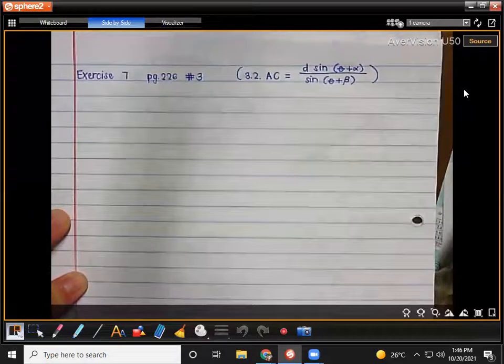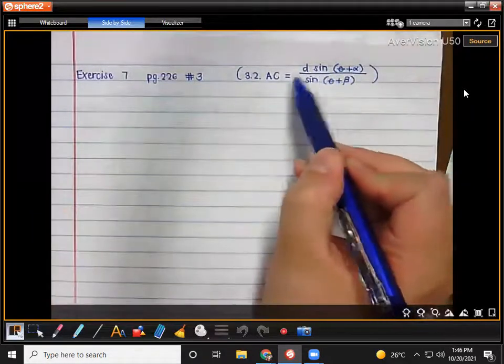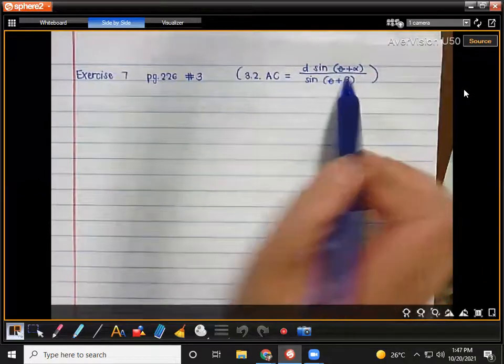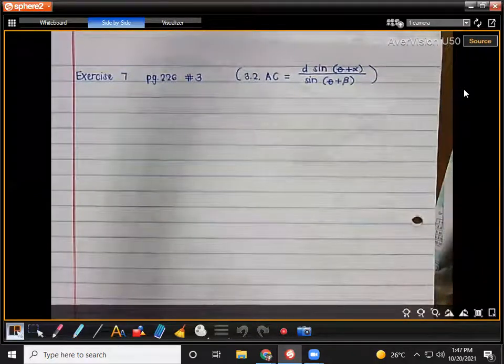Is that too small? I can read it quickly. It's AC is equal to, at the top of the fraction, D sine, and then in brackets, theta plus alpha, over sine, in brackets, alpha plus beta. Right? It's printed incorrectly in some books, so just make sure that you are doing the right thing.